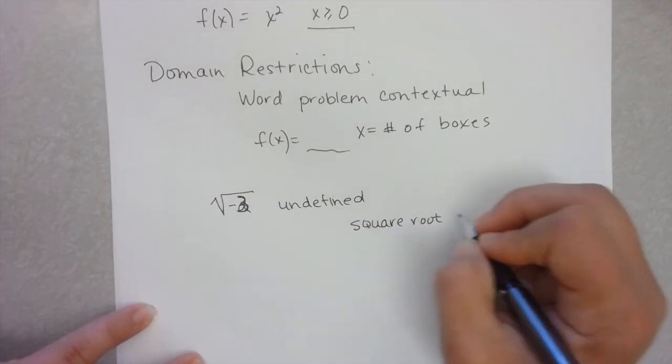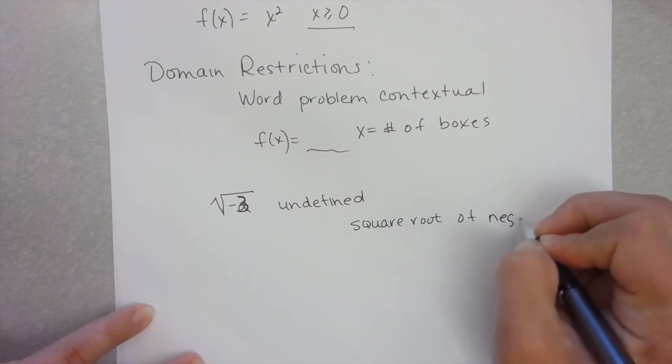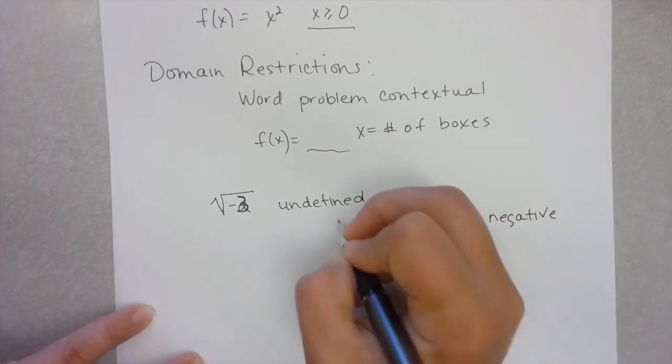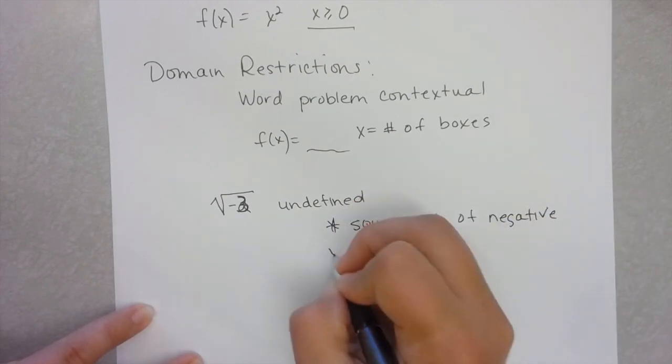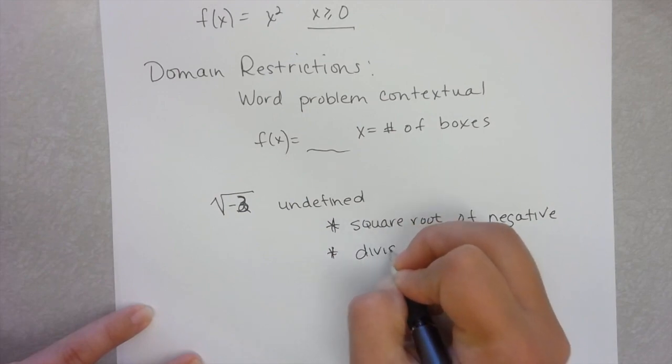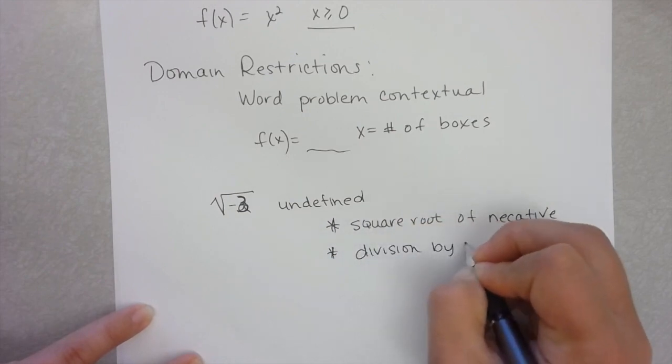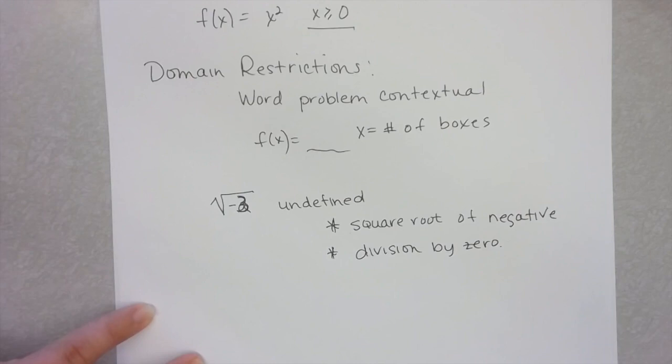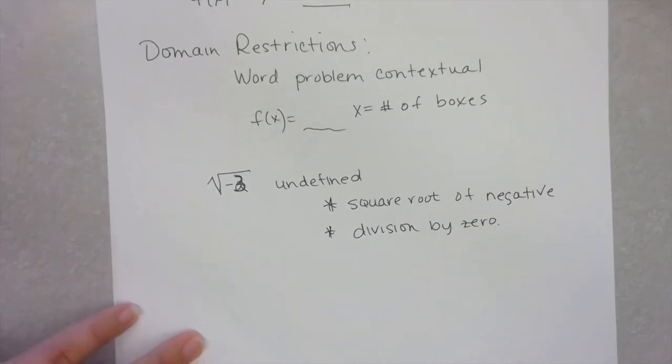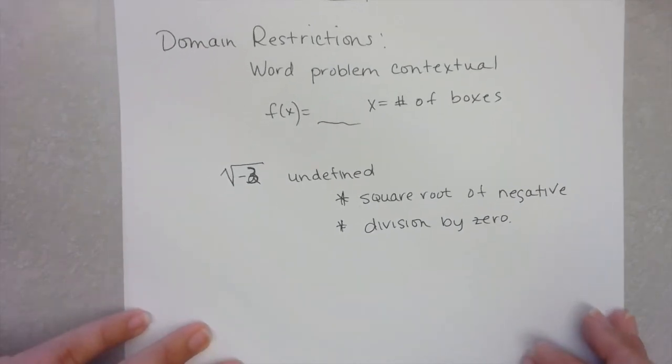So taking the square root of a negative number is one possible thing that will give us a domain restriction. The other one is division by 0. So whenever there's a possibility that these two things could happen, I need to look very closely at them.